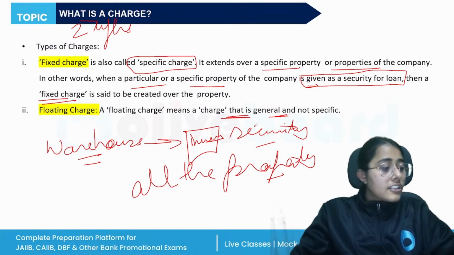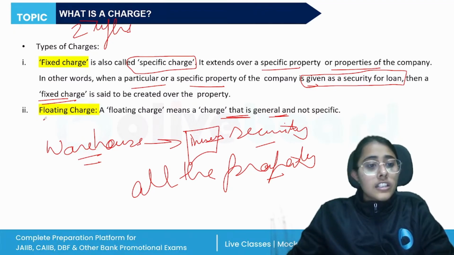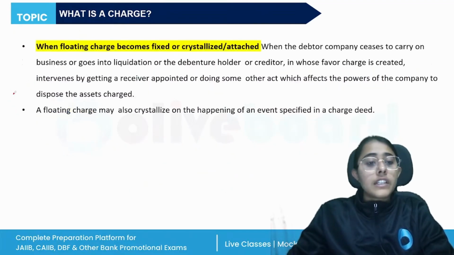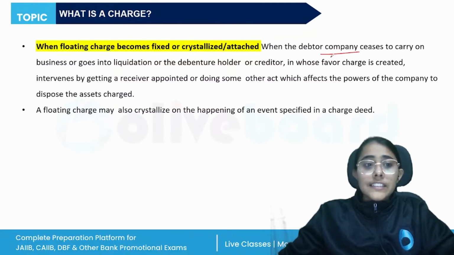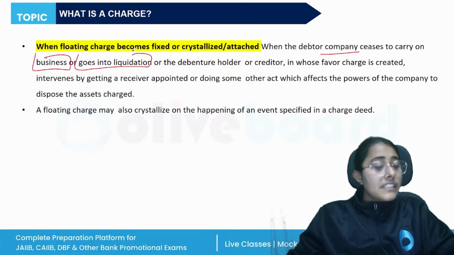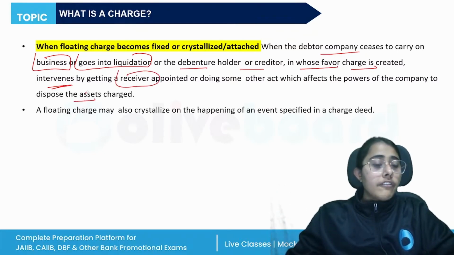Until the charge attaches. Now, there are certain circumstances in which this floating charge can get crystallized or convert into a fixed charge. So, when does a floating charge become a fixed charge, or a crystallized or attached charge? When a debtor company ceases to carry on the business or goes into liquidation, the company is winding up, or the debenture holder or the creditor in whose favor the charge is created intervenes by getting a receiver, then the floating charge will now turn into a fixed charge.